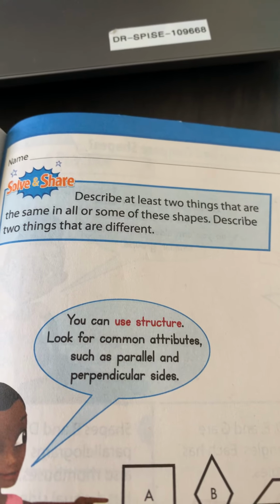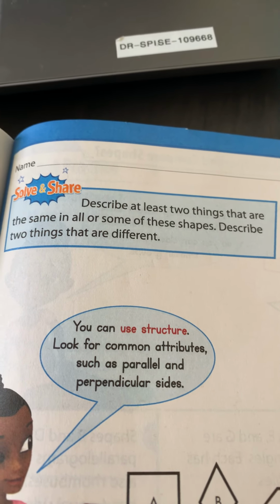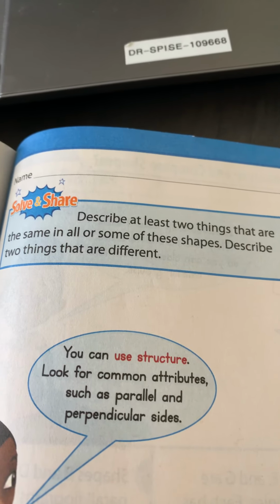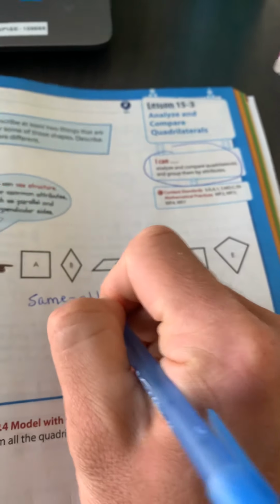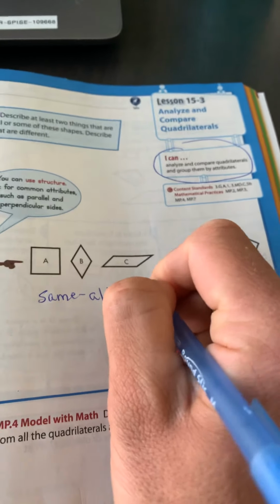Describe at least two things that are the same in all, or some of these shapes. Describe two things that are different. Okay, so same. What two things are the same about all these shapes? Good, Brennan. All quadrilaterals.